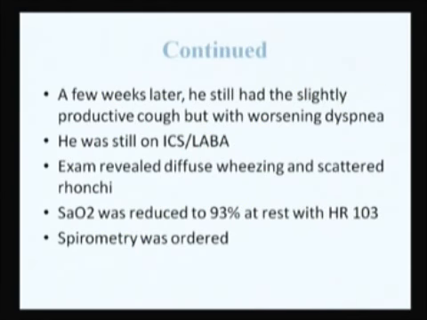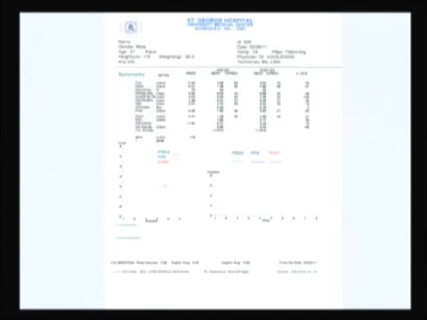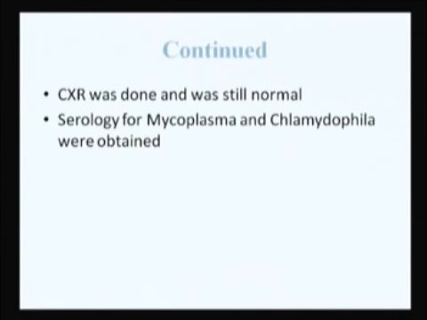He was still on combination therapy. The exam revealed diffuse wheezing and scattered bronchi. The saturation for a 27-year-old was actually quite reduced, at 93% at rest, with a tachycardia of 103. Spirometry was done, and essentially he had a severe obstructive process with an FEV1 of 45% following bronchodilator administration. So he was actually quite obstructed at that time. The chest X-ray again was normal.